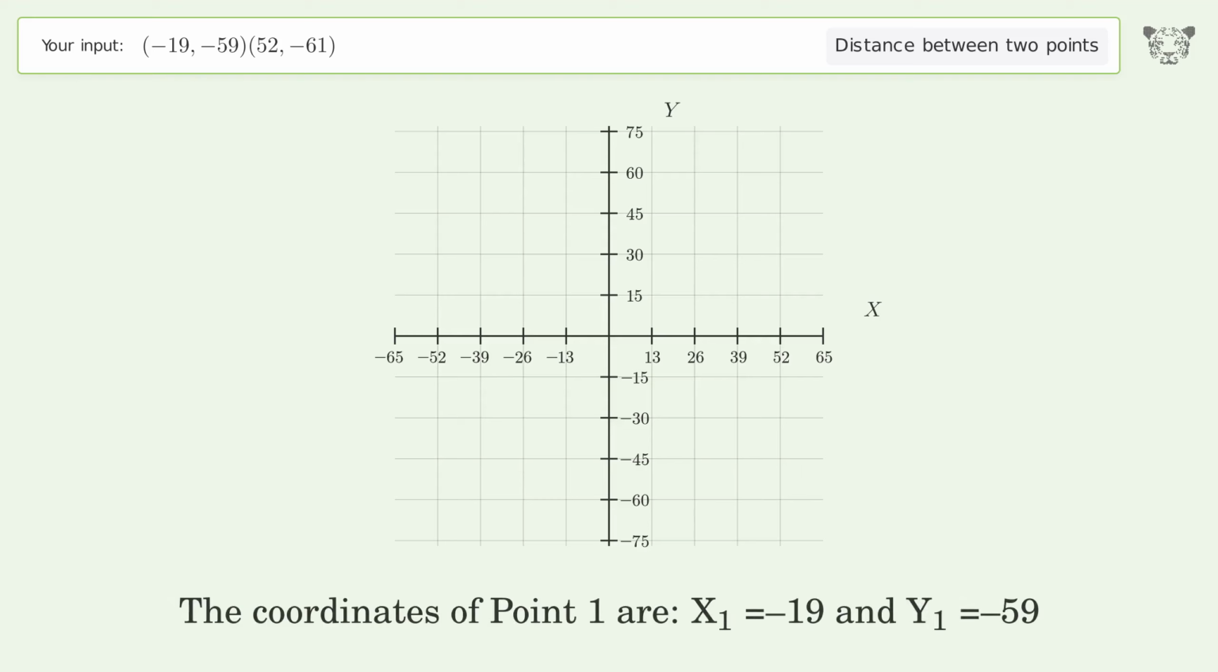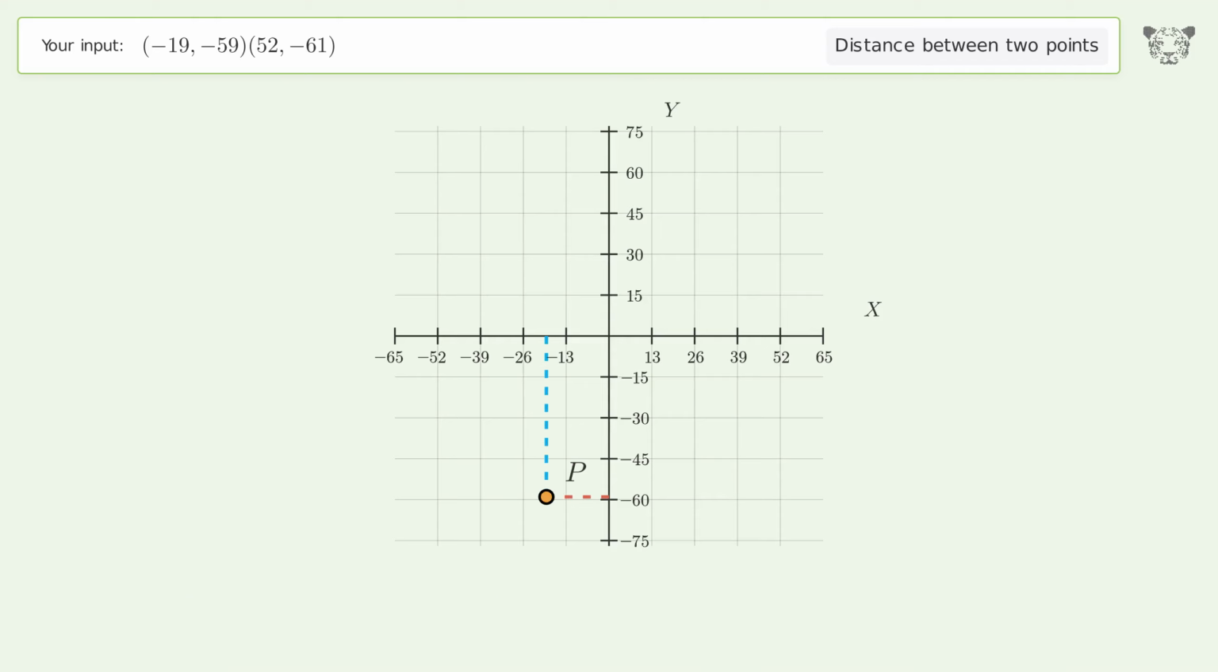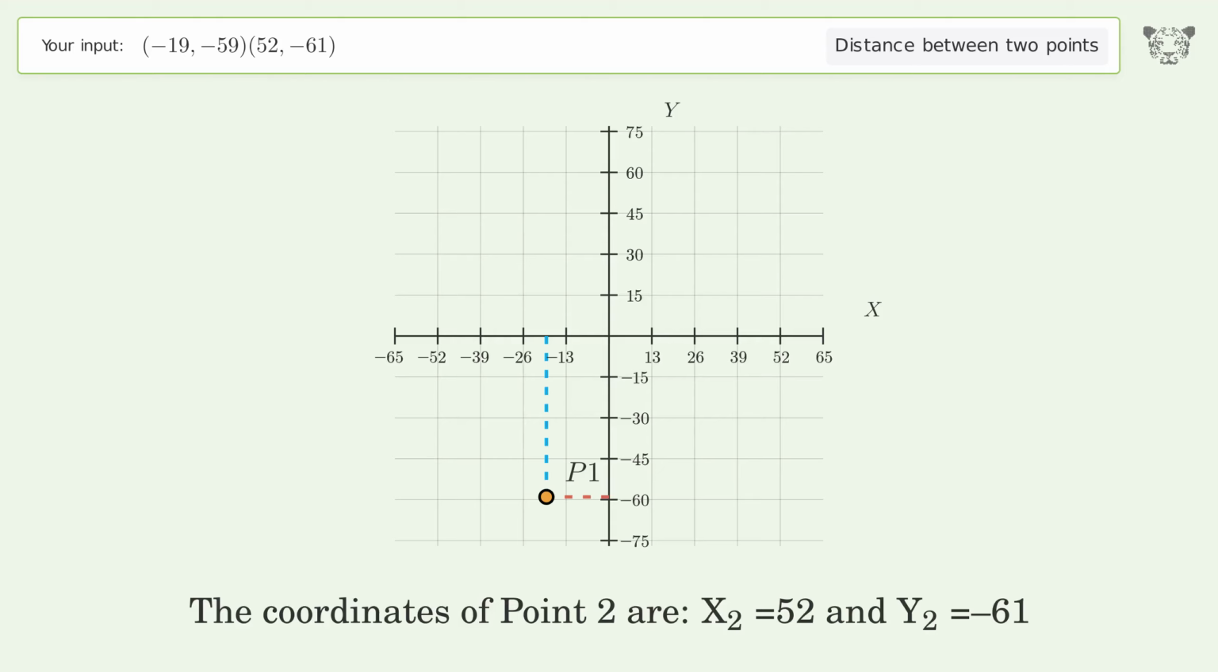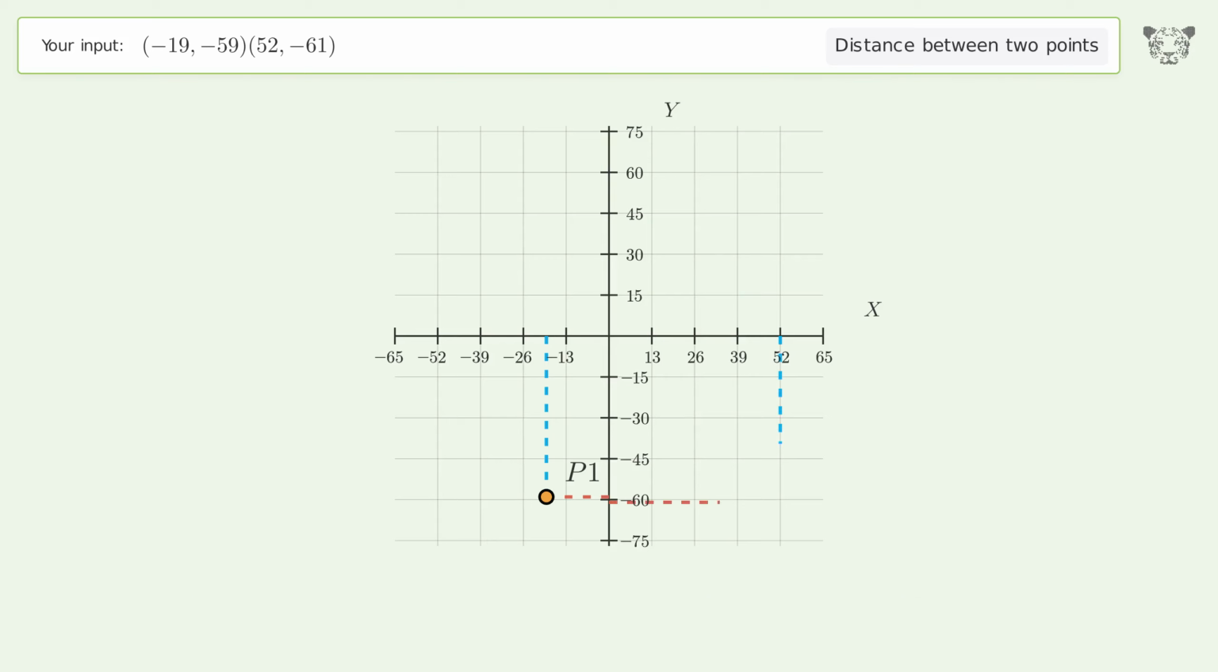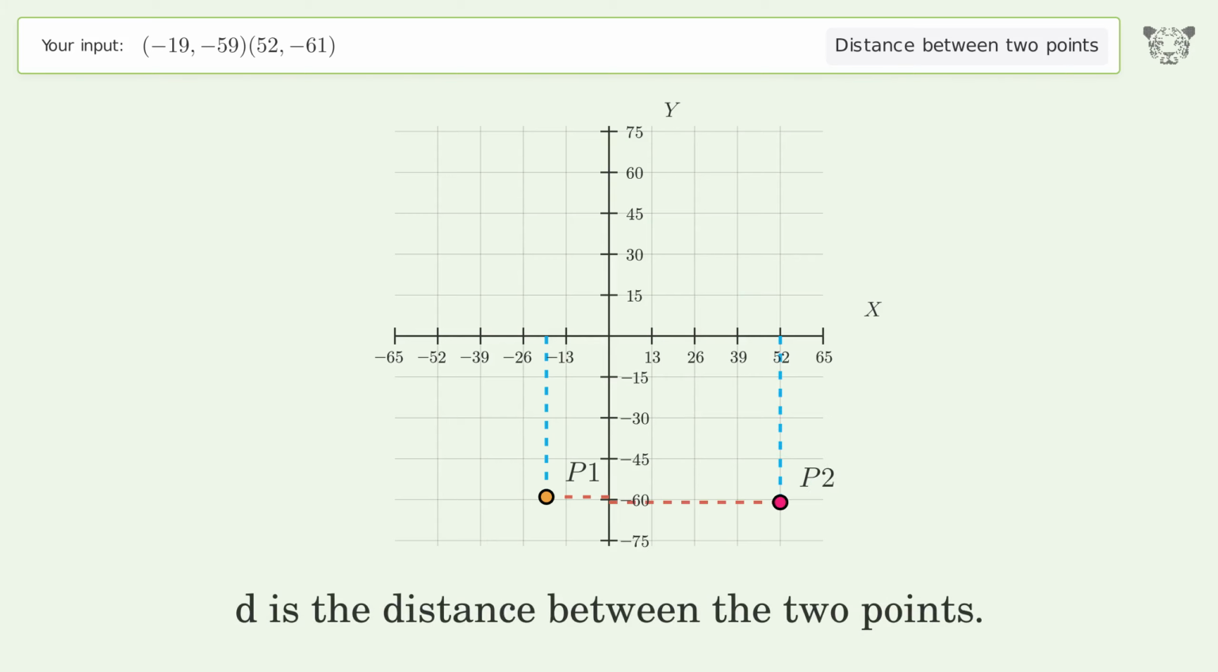The coordinates of point 1 are x1 equals -19 and y1 equals -59. The coordinates of point 2 are x2 equals 52 and y2 equals -61. D is the distance between the 2 points.